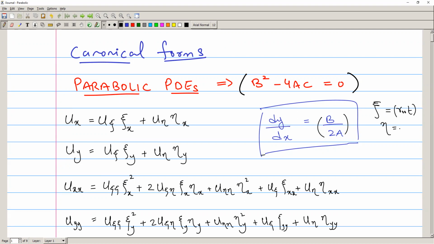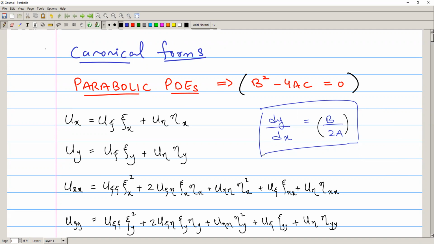So for eta, we will assume a root ourselves such that the condition of the Jacobian should hold, right? We talked about this condition of the Jacobian as well. This Jacobian should not be equal to zero, so we can assume any value for eta, right? Then we can find the Jacobian, and if it's not equal to zero, then it's fine, and you can carry on for the solution. So this is some general discussion about the canonical forms of parabolic PDEs.